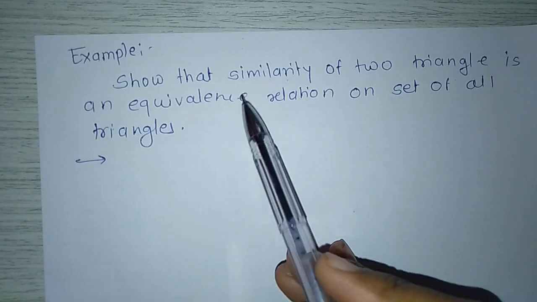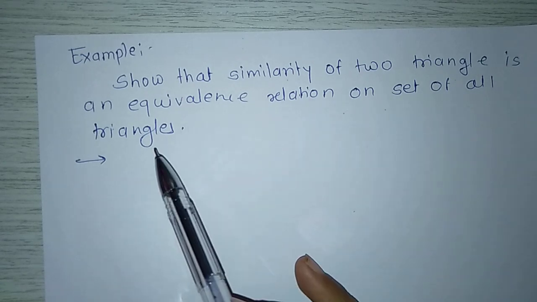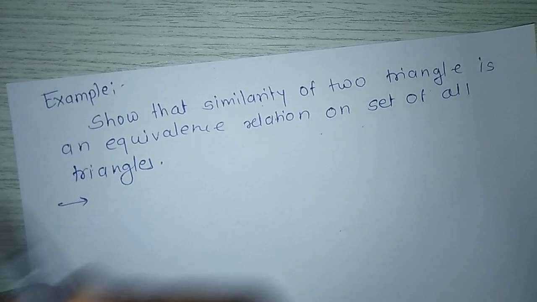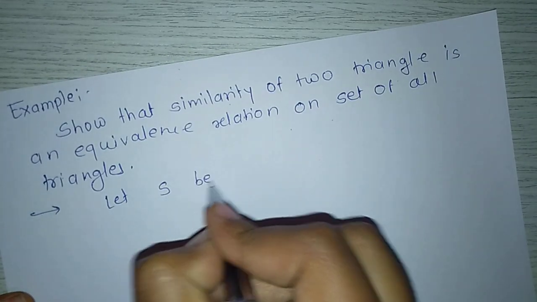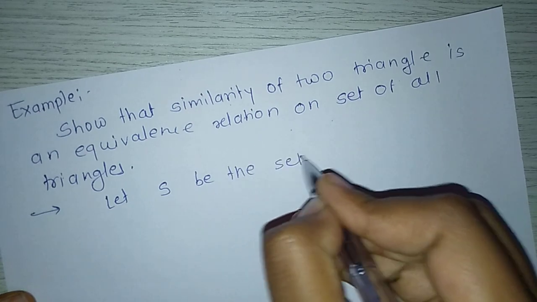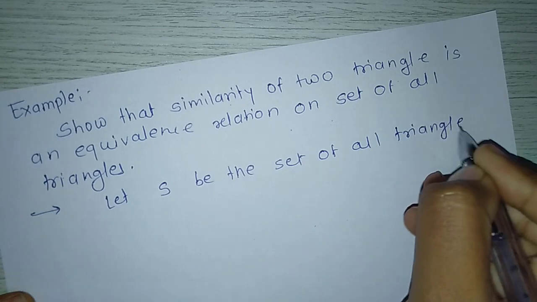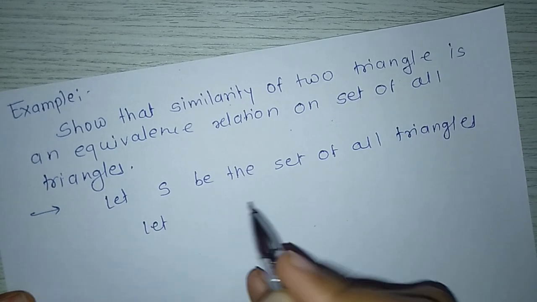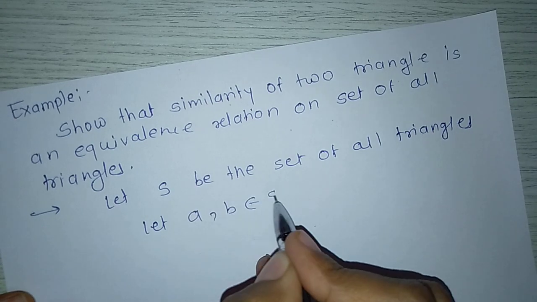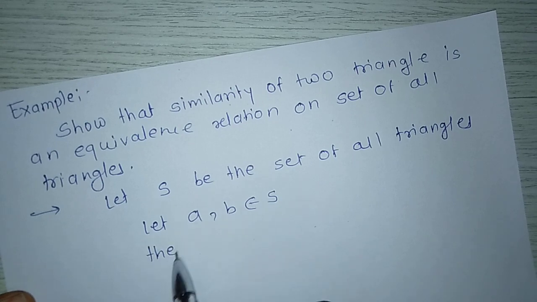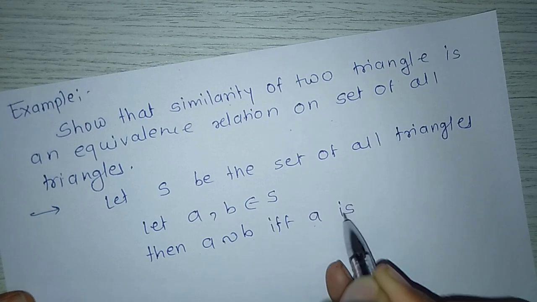Next example. Show that similarity of two triangles is an equivalence relation on the set of all triangles. Answer. Let S be the set of all triangles. Let A, B be two triangles belonging to S. Then A relates to B if and only if A is similar to B.